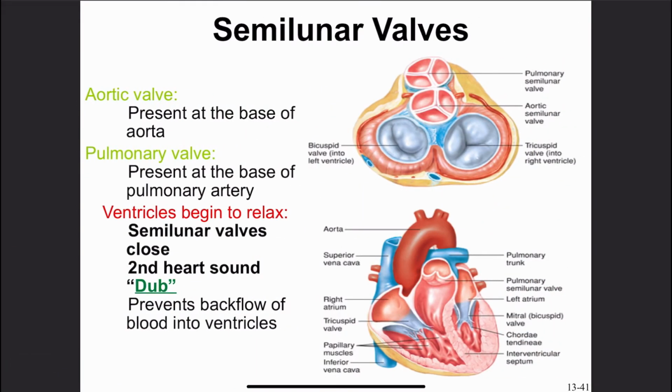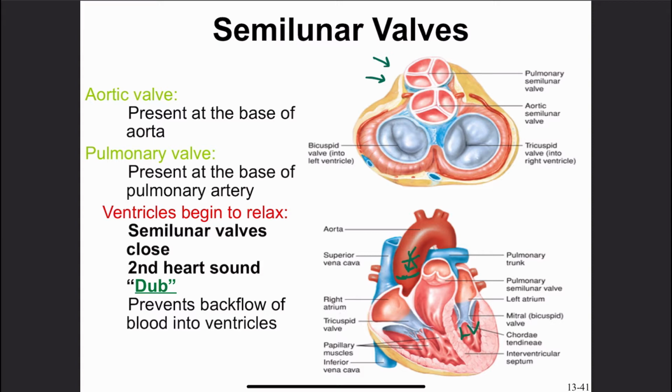Similarly, we have the semilunar valves. The semilunar valves are called semilunar valves because they look like half moons, and they are between the ventricles and the arteries that they're attached to. They're named after them too. So the right ventricle is attached to the pulmonary trunk. You have the pulmonary valve in between. The left ventricle here is attached to the aorta. You have the aortic semilunar valve in between. When our semilunar valves close, that is when we hear the second heart sound, the dub sound. And similar to our atrioventricular valves, this prevents backflow of blood. We would never want backflow.